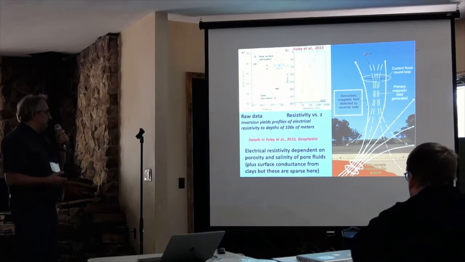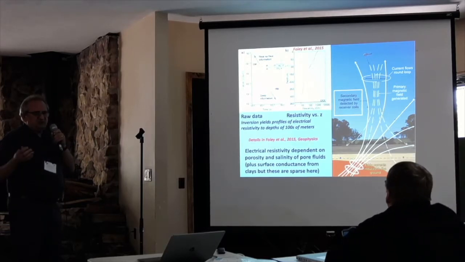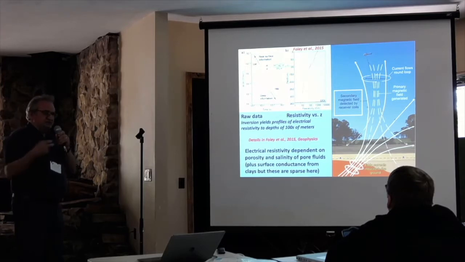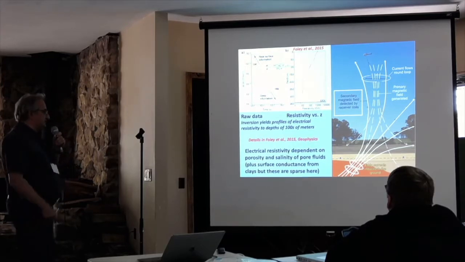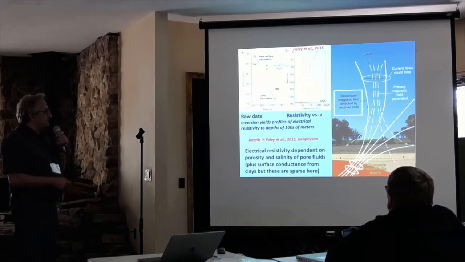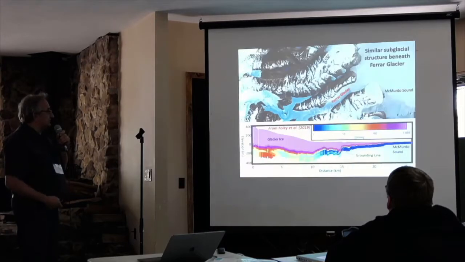Electrical resistivity depends in most geologic materials on porosity, so how much liquid you can store there, and also on the actual electrical conductivity of the liquid, so the salinity of the liquid. And this is just a figure similar to the ones we've seen already about the induction of a primary magnetic field and then secondary currents in the subsurface and a secondary magnetic field, and that's what you actually detect.